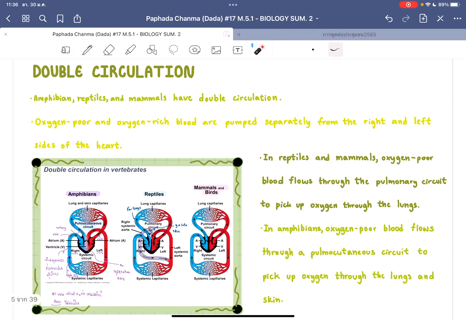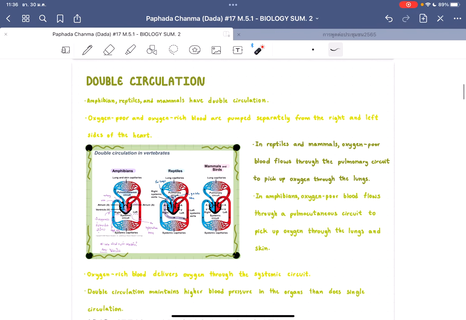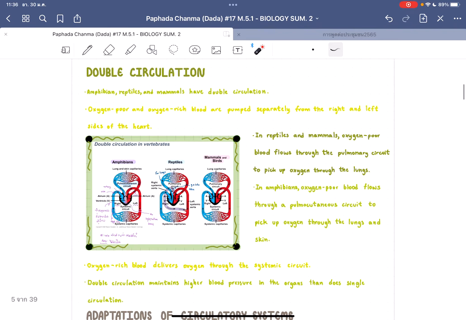Next is double circulation. Amphibians, reptiles, and mammals have double circulation. Oxygen-poor and oxygen-rich blood are pumped separately from the right and left sides of the heart. In reptiles and mammals, oxygen-poor blood flows through the pulmonary circuit to pick up oxygen through the lungs. In amphibians, oxygen-poor blood flows through a pulmocutaneous circuit to pick up oxygen through the lungs and skin. Oxygen-rich blood delivers oxygen through the systemic circuit. Double circulation maintains higher blood pressure in the organs than single circulation.